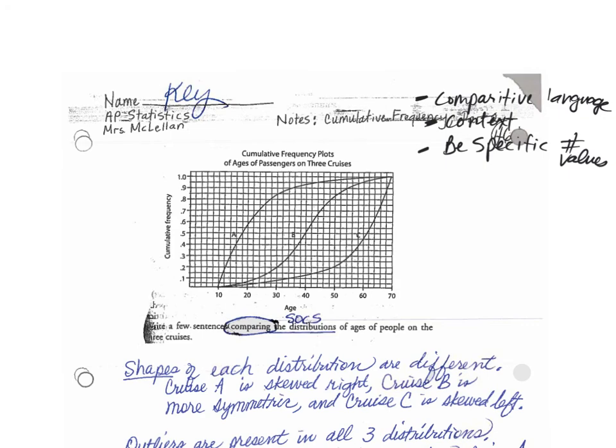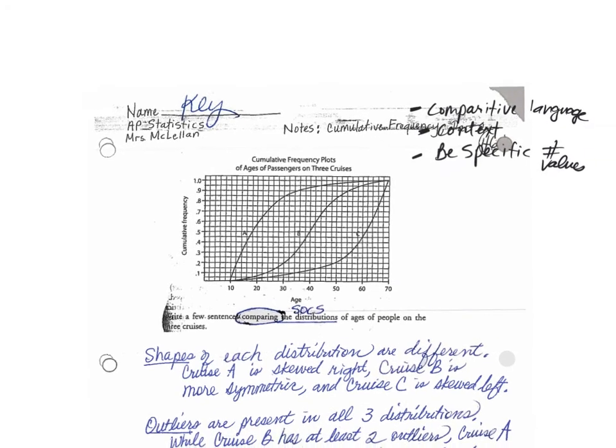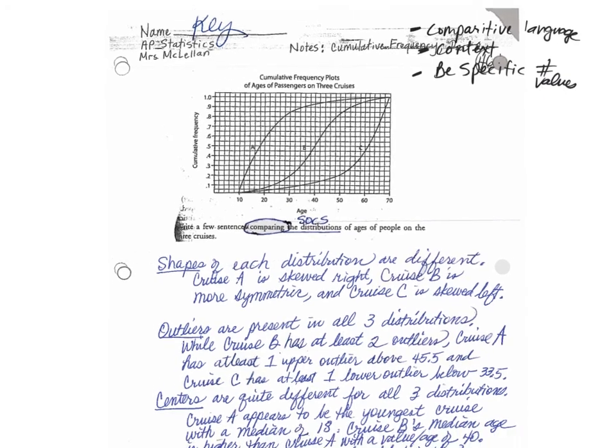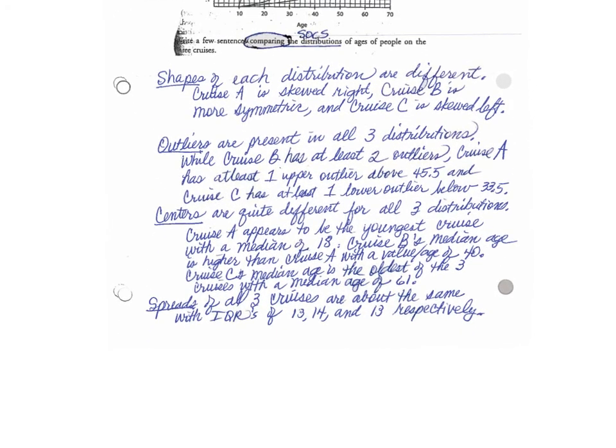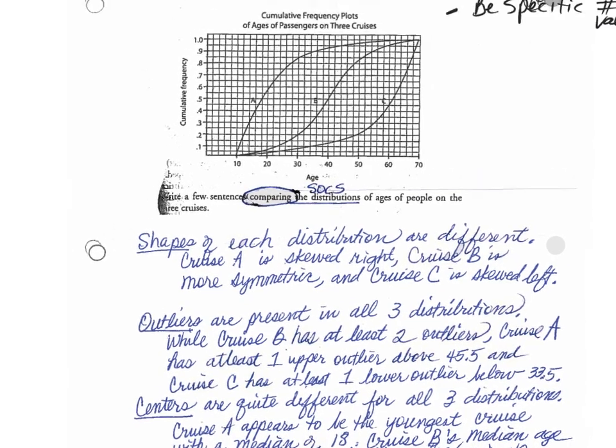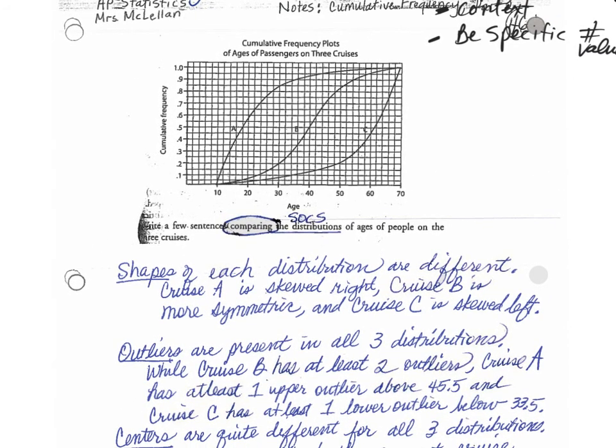Now, you know how I said compare it with your SOX? You're not supposed to do a SOX for A, a SOX for B, and a SOX for C. You should do one big SOX, and in each one of the things, you compare. So, for example, here's my first part. Shape. What was the shape of A? Shape A was skewed right.